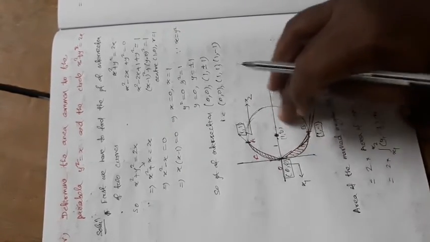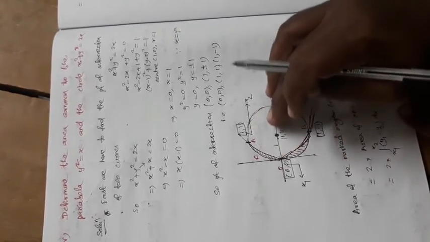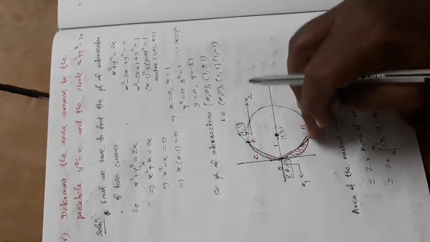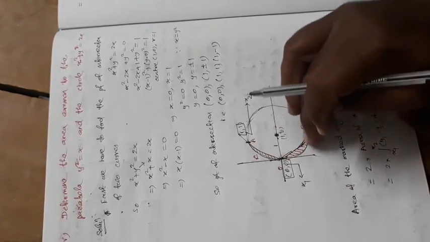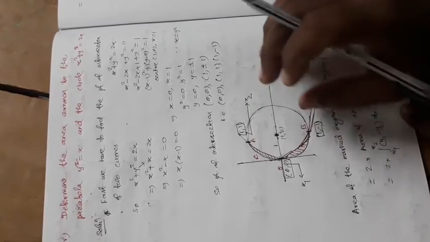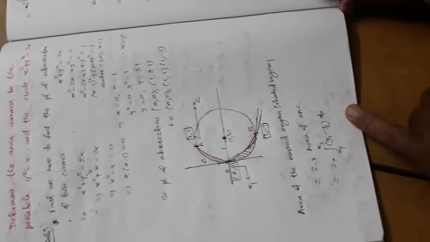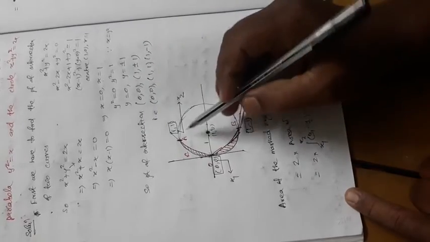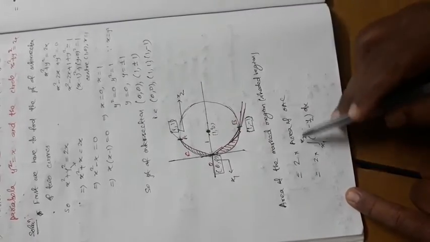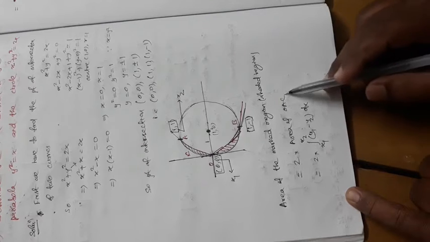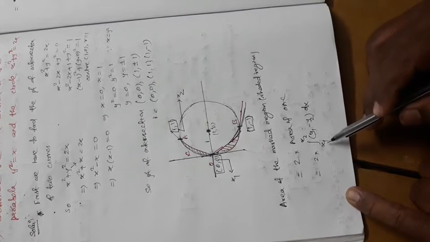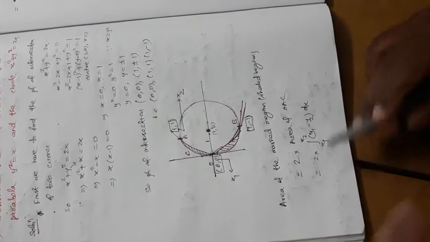To find the common area, first we have to find the area of this shaded portion, and from the area of the circle minus this shaded portion, we will get the required area. Area of the marked region is equal to 2 times the area of OAC. The area of OAC is the integral of (y1 minus y2) dx from x1 to x2.